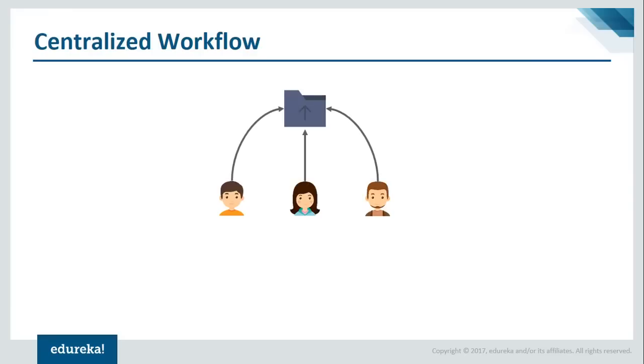So now let us talk about the centralized workflow. The centralized workflow uses a central repository to serve as a single point of entry for all changes to the project. And there is only one default development branch, and it is called the master, and all changes are committed into this branch. So this workflow does not require any branches besides the master.